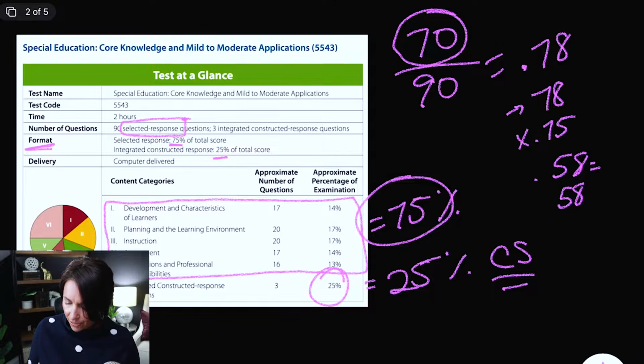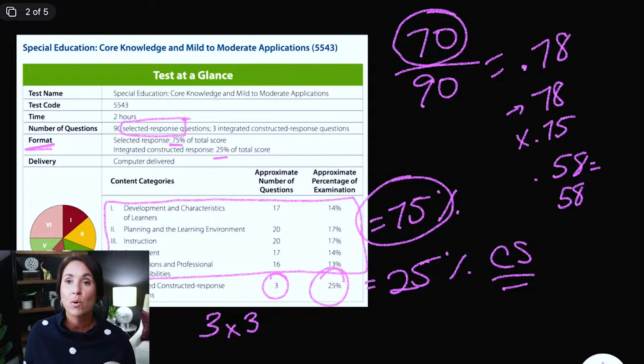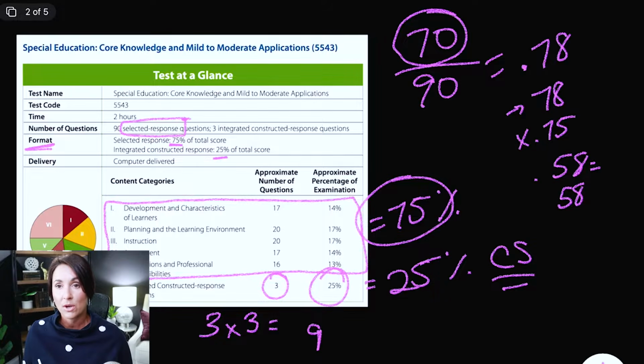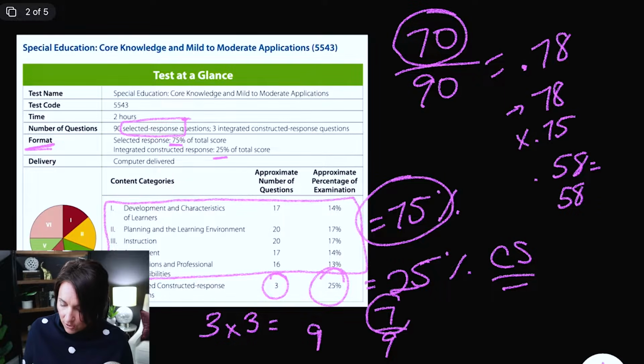Now I need to figure out my constructed response scores. Now let's take a look here. For this particular exam, there are 3 constructed response questions. And for this exam, there's a maximum amount of 3 points per constructed response. So if there are 3 constructed response questions and you can have a total of 3 points each, there are a total of 9 points. Now, let's say I got a 7 out of 9 on the constructed response. 7 is my raw score.